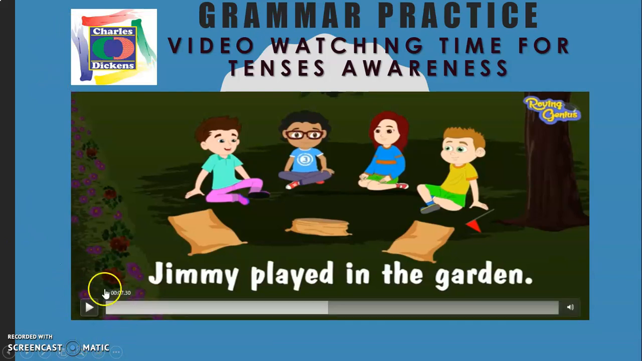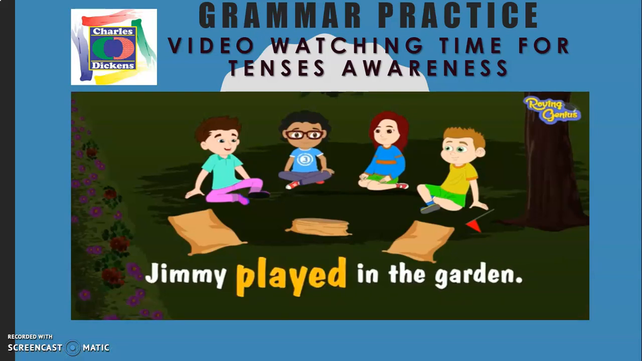Bear in mind that you also have the conjugation of irregular verbs. When you have irregular verbs, they change drastically. In this sentence, the verb played indicates an action in past which is completed.